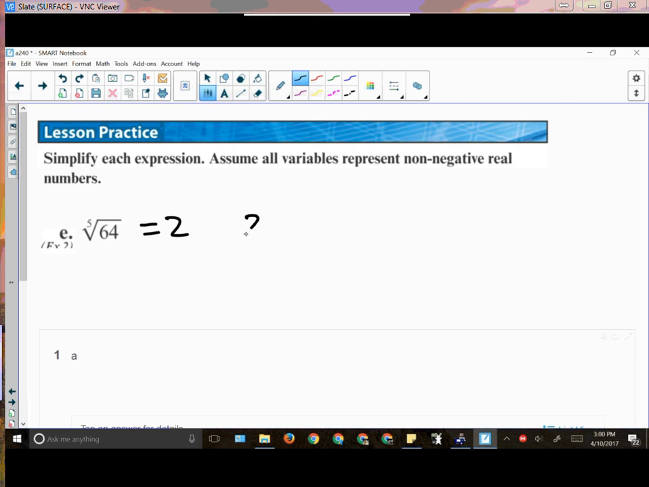Because 2 times 2 is 4, times 2 is 8, times 2 is 16, times 2 is, uh-oh, times 2 is 32. Ooh, I got an extra 2 in there, don't I? However, that means I have 1 2 left over, so that means I have a 2 left over in here. So this is going to be 2. Is it going to be a square root? What root is this? Fifth. So this would be the fifth root of 2.